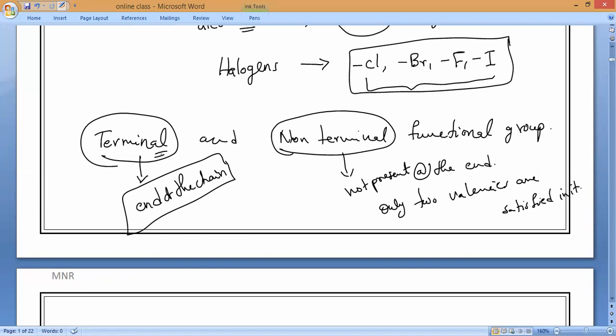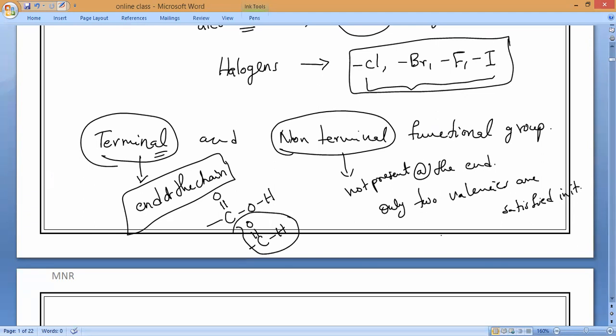Sir, I want an example for terminal. You can write carboxylic acid, which we already studied, or OH. Just now we studied alcohol. So everything is an example of terminal. You can take everything: aldehydes, alcohol. This is aldehydes and this is carboxylic acid. So in the last carbon we will find a functional group.